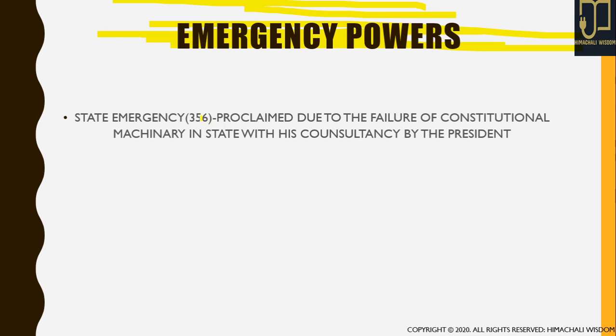For the governor, there is a power regarding the proclamation of the state emergency. If the president wants to proclaim the state emergency on the failure of the constitutional machinery at the state level, then the governor needs to inform the president that yes, there is a failure of the constitutional machinery of the state, so you should proclaim the state emergency here. And on that advice of the governor, the president imposes the state emergency, that is Article 356, by consulting the governor.